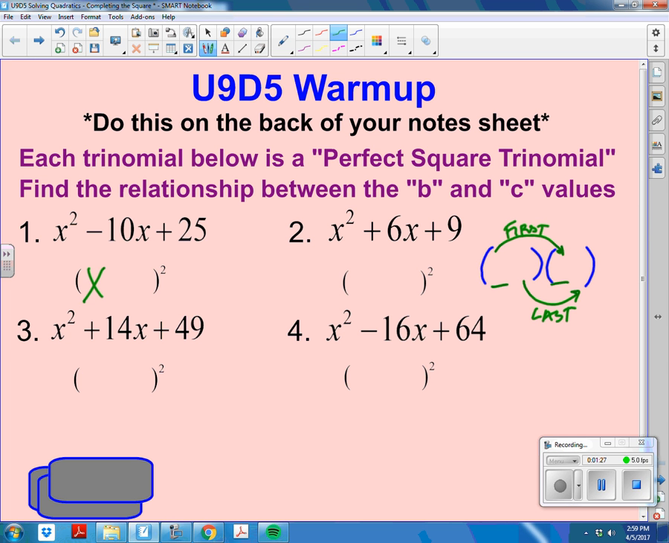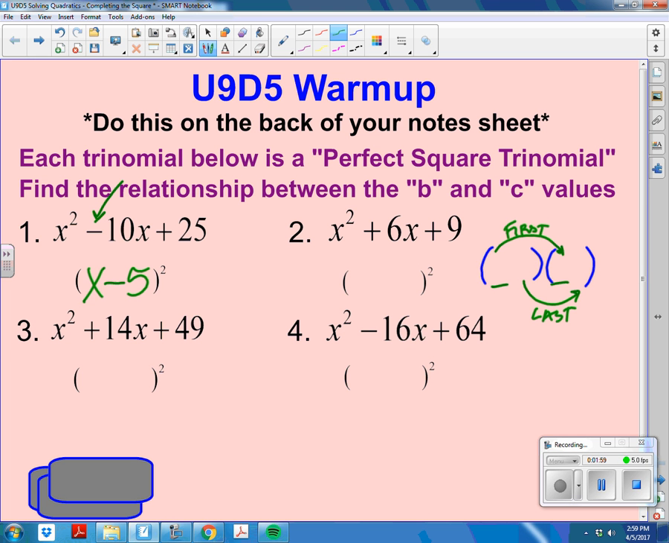What times what gets you 25? Positive or negative 5. So now we have to determine whether plus 5 or minus 5 goes here. Why, Kylie? Because you have to add 2 numbers to get negative 10, but you also have to multiply those same 2 numbers to get a positive number. Yeah. It has to be minus 5 because of the value of the b.